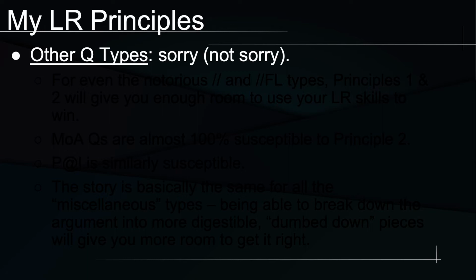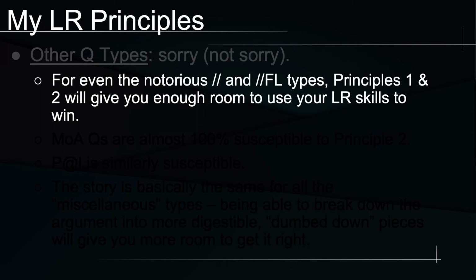And so my response is, sorry. If you're looking for principles, I don't have any more for those. But I'm also not sorry because of what I'll discuss right here. For even the notorious parallel reasoning and parallel flaw types, principles 1 and 2 will give you enough room to use the rest of your LR skills to win. And so the reason why I don't have any set of specific principles for those miscellaneous types is because, generally speaking, only the assumption family of questions really require that specialized principle 3, 4.1, 4.2, and principle 5 approach.